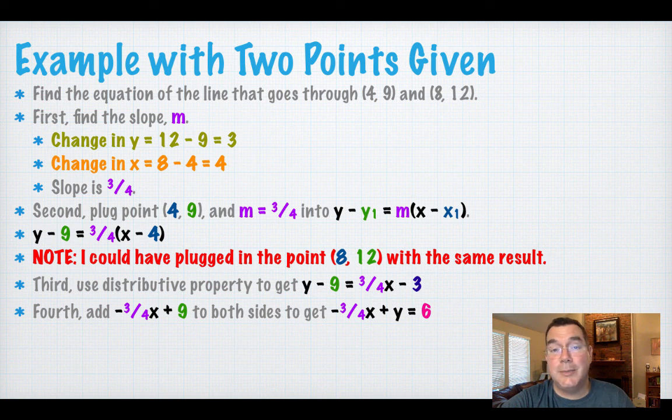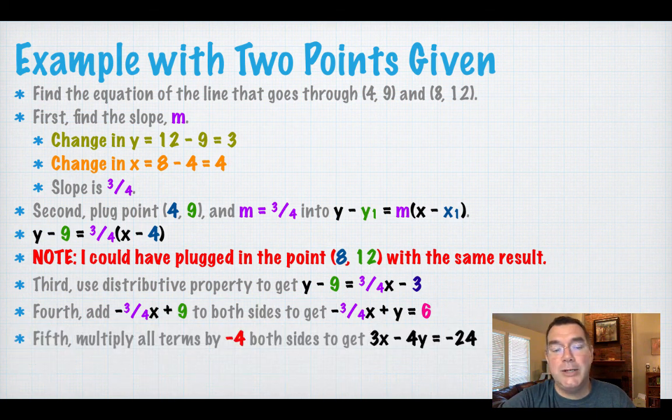Okay, everything is in the proper place, but once again, I've got fractions as coefficients, and the first coefficient, the one in front of x, is negative, and I need to make that positive. How do I do that? I multiply everything by negative 4. So the negative 3/4 x becomes positive 3x, the positive y becomes negative 4y, and the 6 becomes negative 24. Now it is in standard form. All of the coefficients are integers, and the first coefficient is a positive 3.